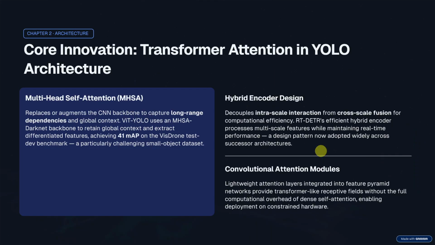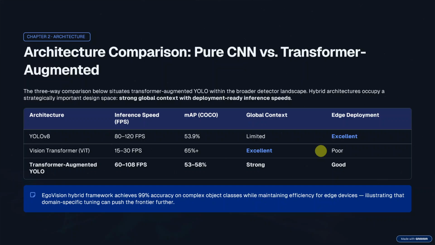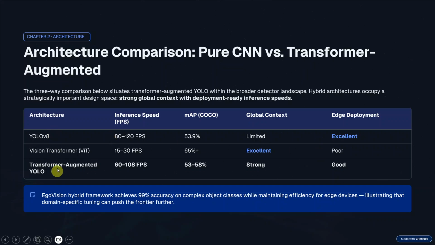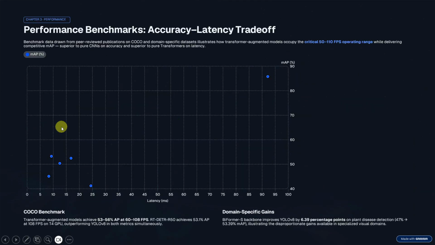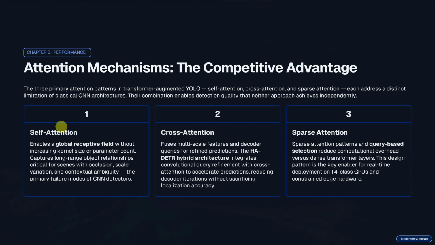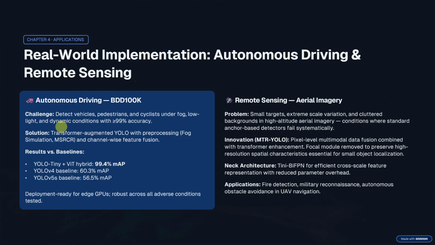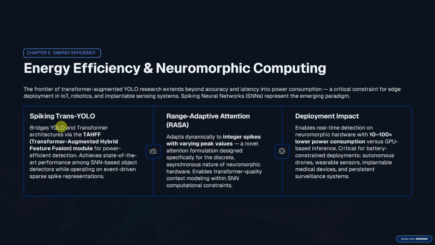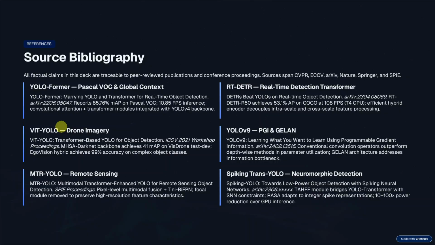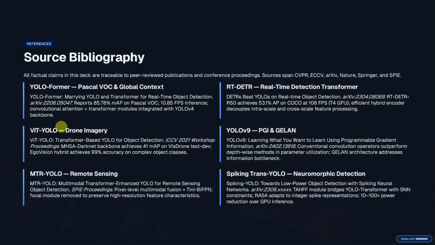Then the evolution, core innovation, what is really meant by the transformer augmentation. And then it has given us the comparison between the architectures, the performance benchmarks, the graphs are very impressive as you can see, attention models, energy efficiency, and then source bibliography, and that is pretty much it.